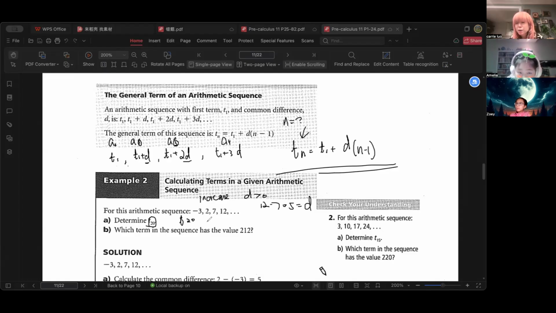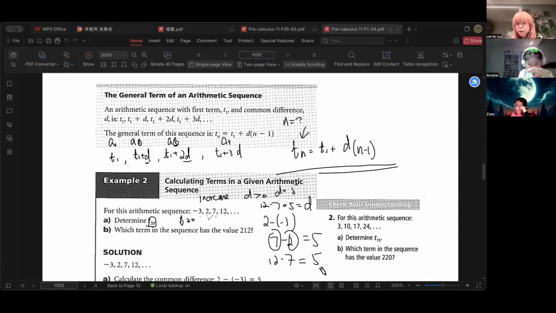So maybe Zoe will ask me, hey teacher, why not use T2 minus T1, 2 minus -3, or 7 minus 2 or 12 minus 7? Okay, so Amelia, when we're doing calculations, a number minus a negative number is much harder than two integers minus each other, correct? 7 minus 2 immediately I know is 5. 12 minus 7 immediately I know is 5. So I don't care whether you use second minus first, third minus second, or fourth minus third. As long as these two terms are consecutive, you can get the common difference. Get it? So the first thing we need to find out is D.